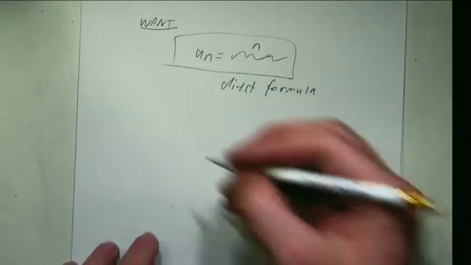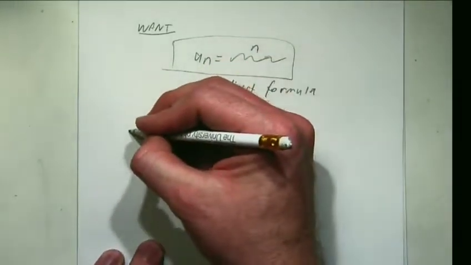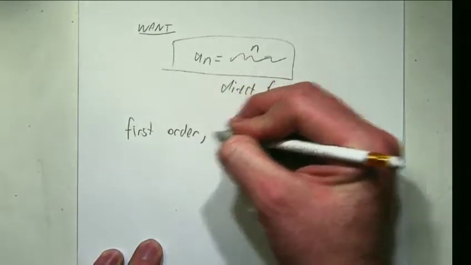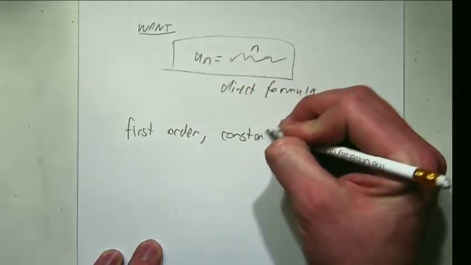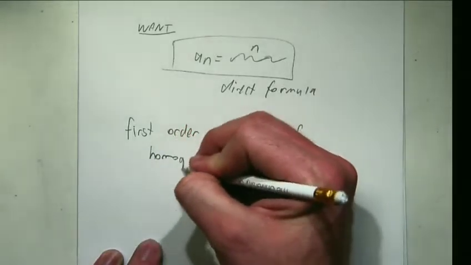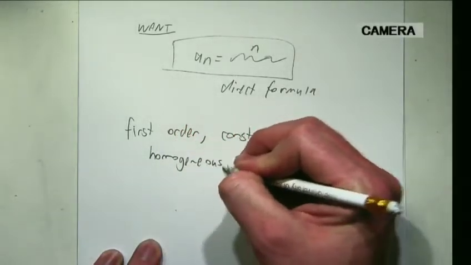All right. So there are all these different terminologies you can use about the equation you've got. The ones that we're interested in are first order, constant coefficient, homogeneous, linear.